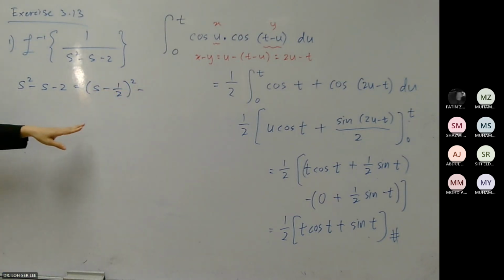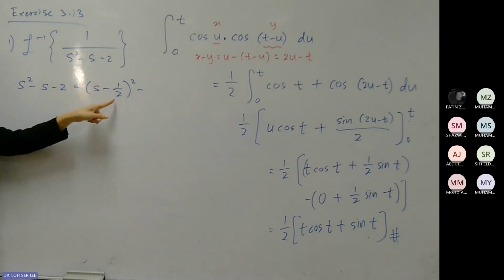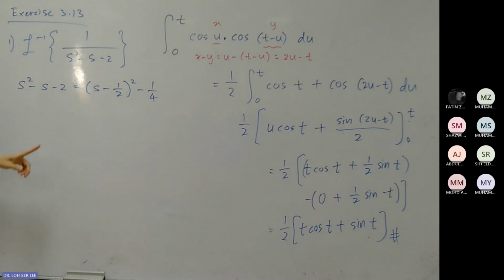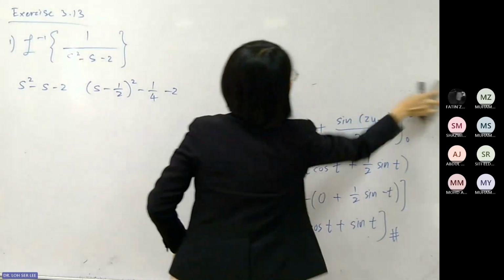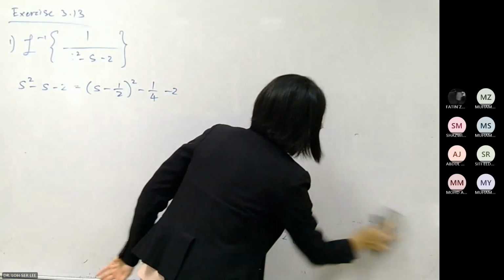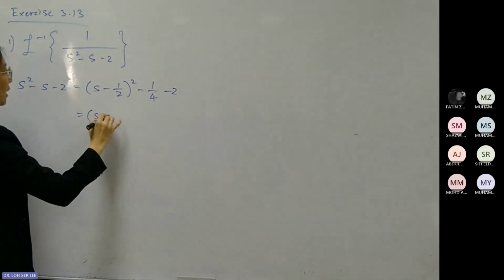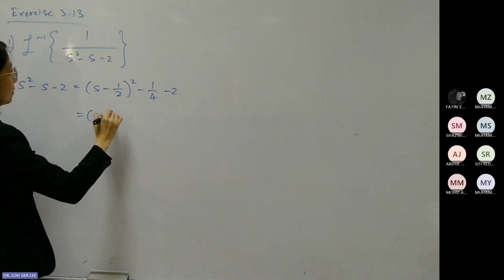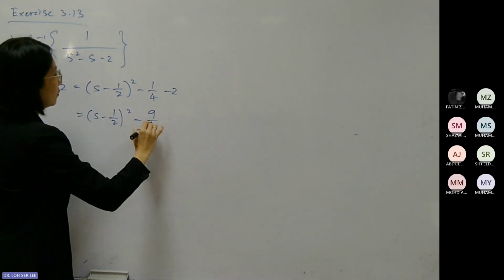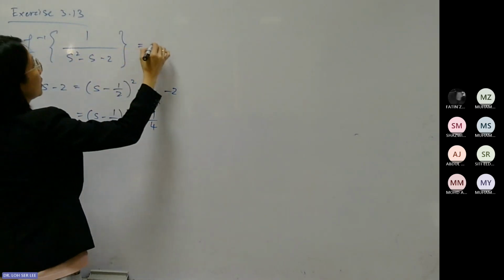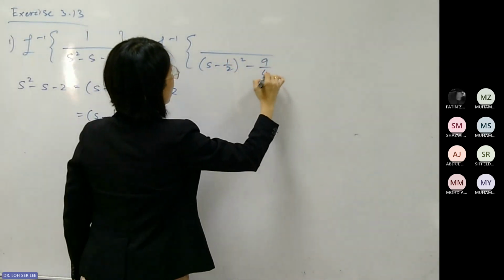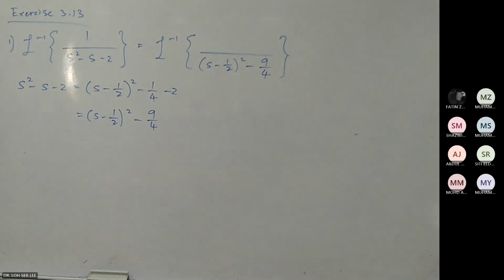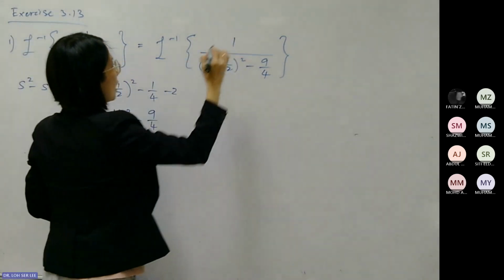Then minus the square of this. The square of this, so 1 over 4. Then continue, minus 2. Okay, simplify. You get (s minus half) squared minus 9 over 4. So you put this back into here: (s minus half) squared minus 9 over 4.